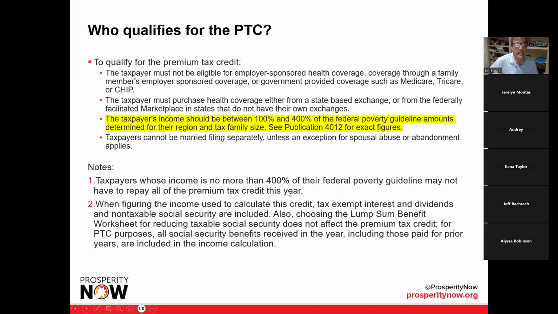Now, the taxpayer's income must be between 100 and 400% of the federal poverty guideline amounts for that region and that family size. Now, we don't really know that. It's going to make some calculation when we do the reconciliation. And the problem is if you go to 401%, you may have to pay back all of the credit, and that can be thousands and thousands of dollars.